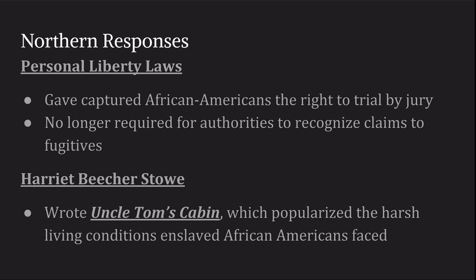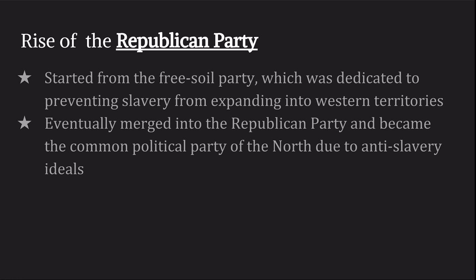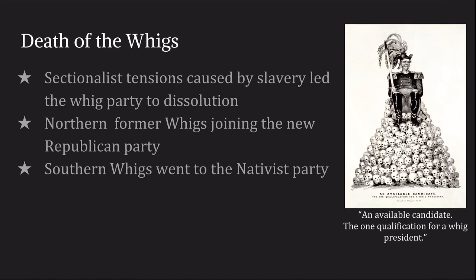It was very effective. The rise of the Republican Party. It started from the Free Soil Party, which its purpose was to prevent the expansion of slavery in the West. So the Whigs, as I said earlier, a lot of the Northern Whigs joined the Republican Party and just increased its numbers. Here it is. Whigs are done, and Northern Whigs joined the Republican Party. Southern Whigs went to the Nativist Party, and then later on to the Democratic Party.